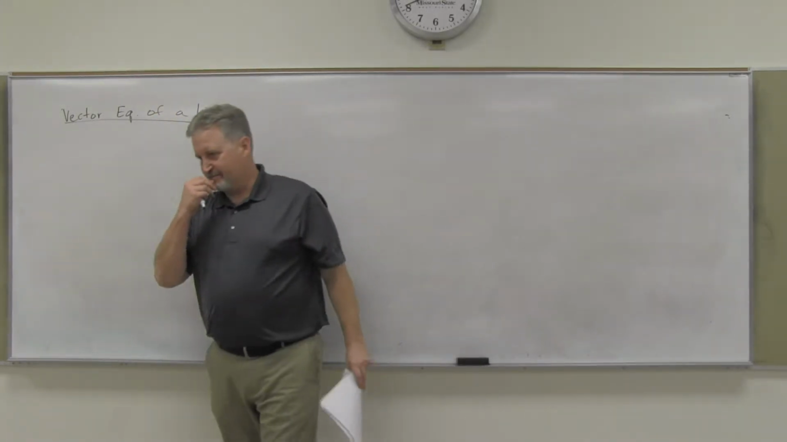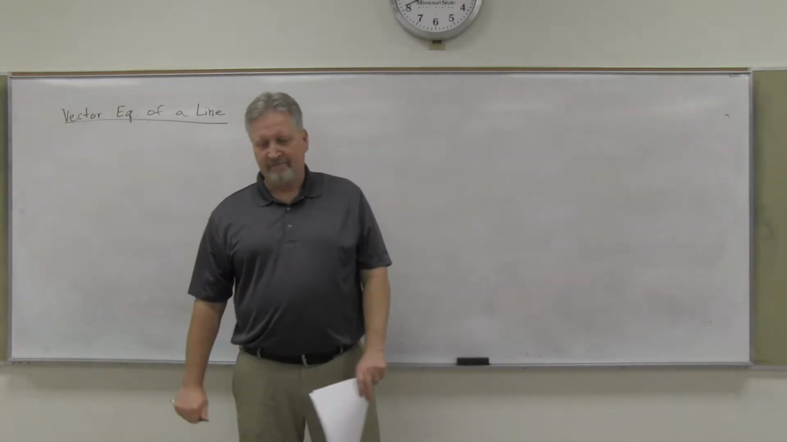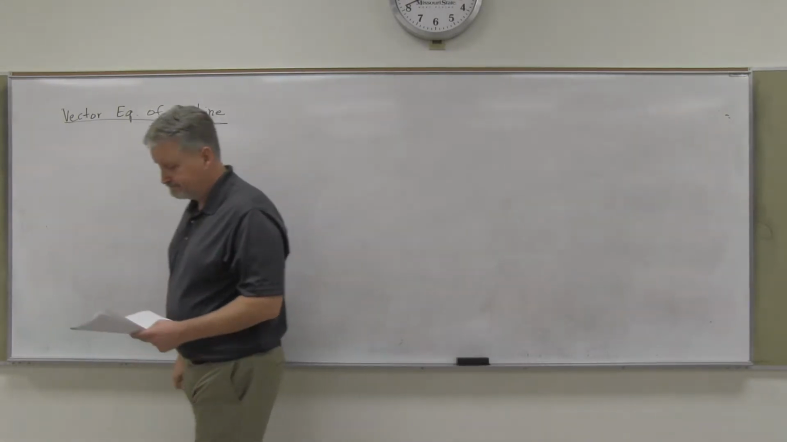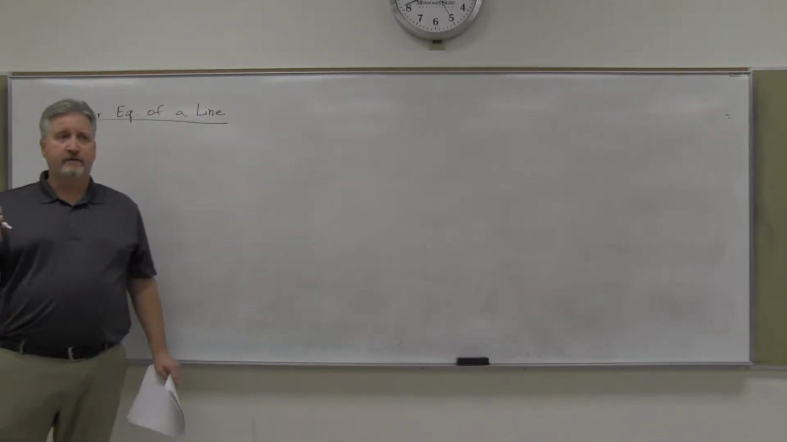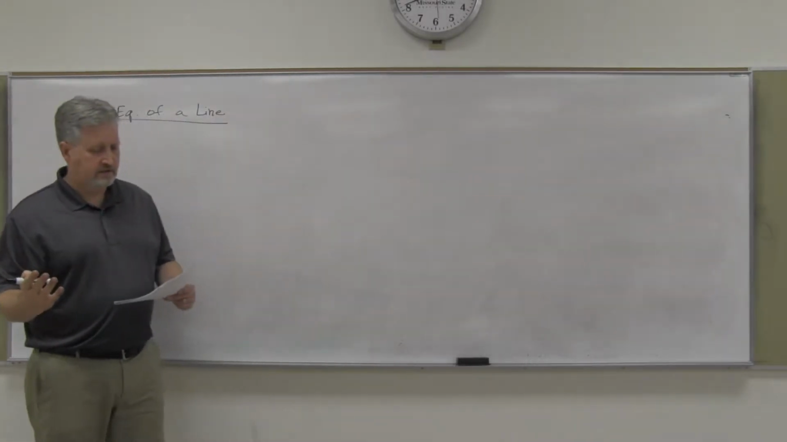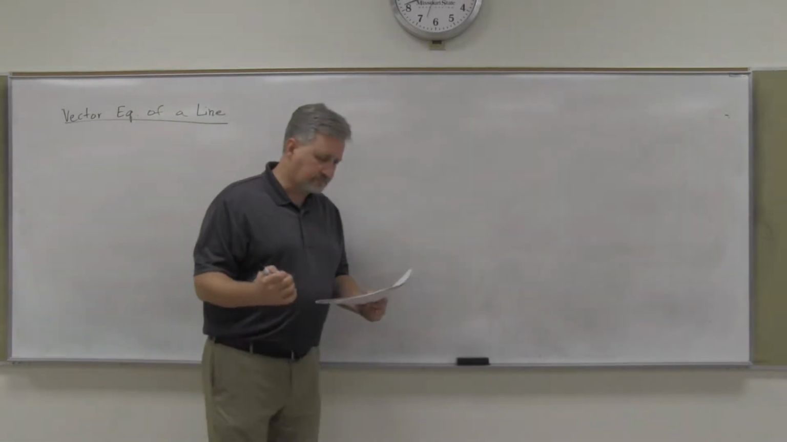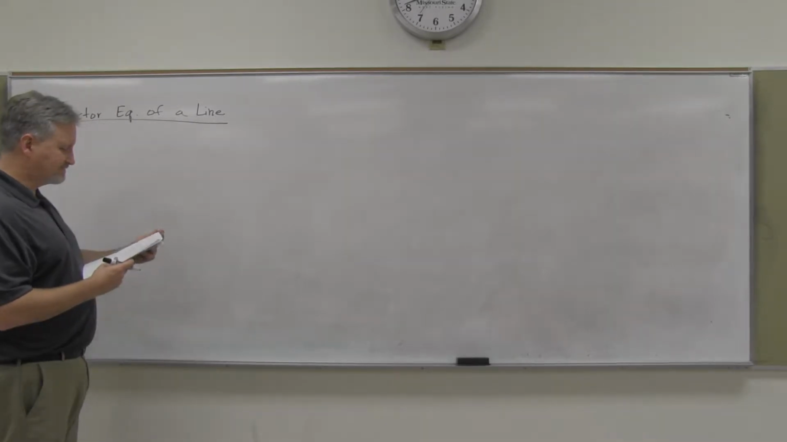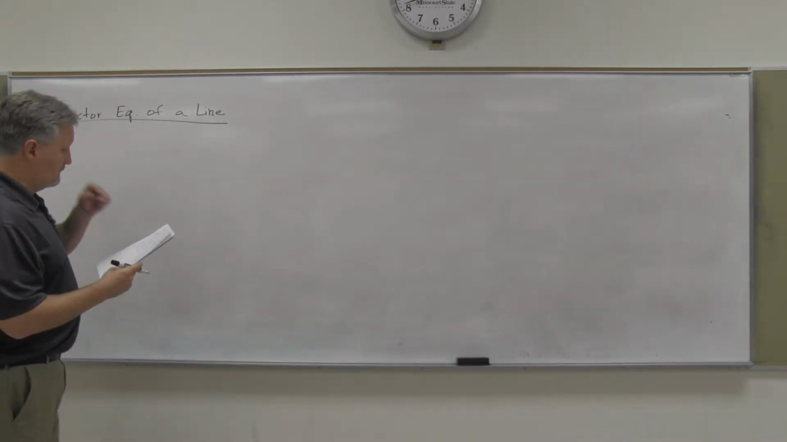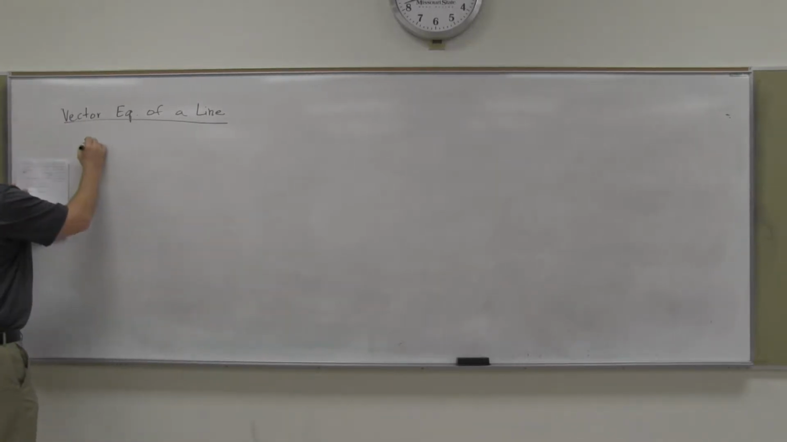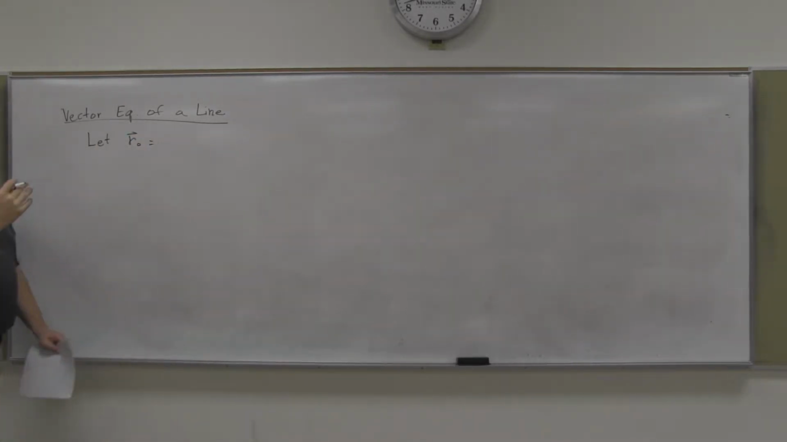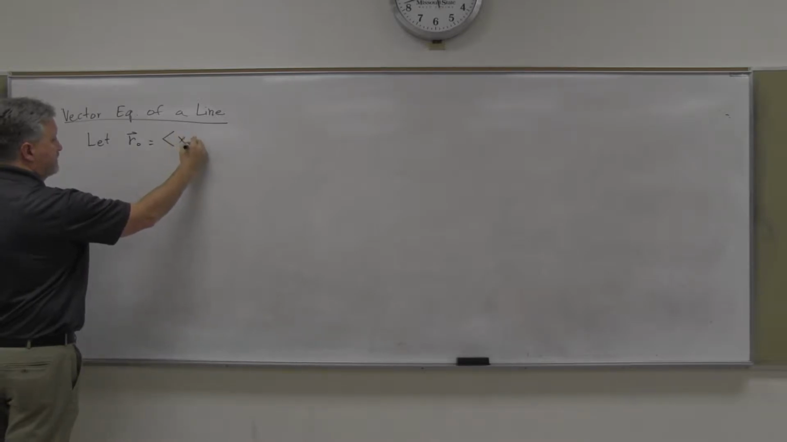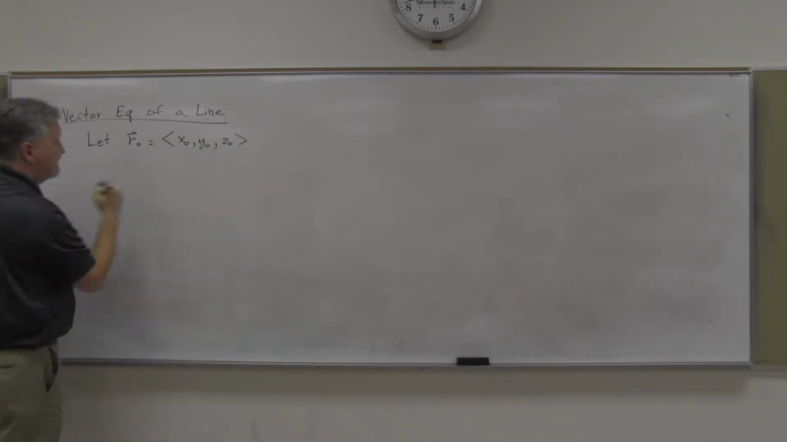Okay, so a third possible way of representing a line in 3 dimensions is a vector equation of a line. So here's what we do. Same idea. I've got a vector, ABC, and a point. So let's let our 0 vector be the vector through that initial point, x0, y0, z0, or the given point, I should say.